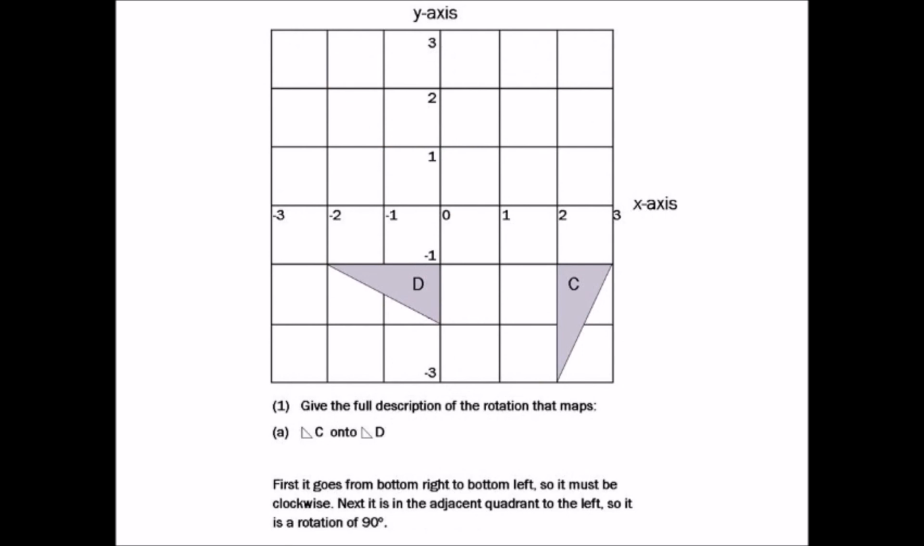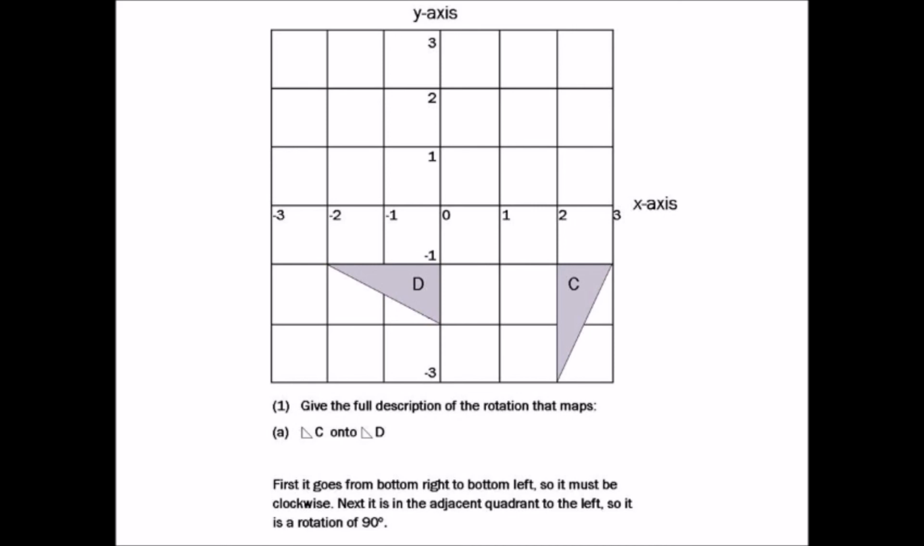Okay, next question. Give the full description of the rotation that maps triangle C onto triangle D. Again, first it goes from bottom right to bottom left, so it must be clockwise. We're going left from C to D, and that's clockwise. Next, it is in the adjacent quadrant to the left, so it's a rotation of 90 degrees. So it's 90 degrees clockwise.